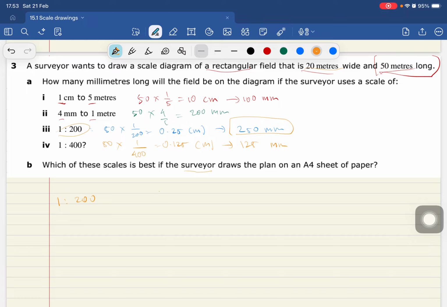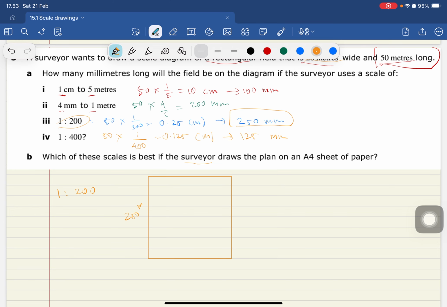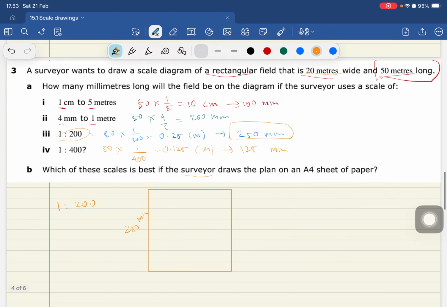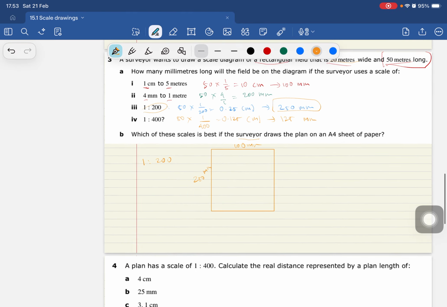And look at it, the length, you can just draw it. So let's draw it. It's going to be 250 millimeter, or 25 centimeter. The width is 20, so we make it 20 divided by 200. So this is going to be 100 millimeter. I think this is the best for the surveyor.